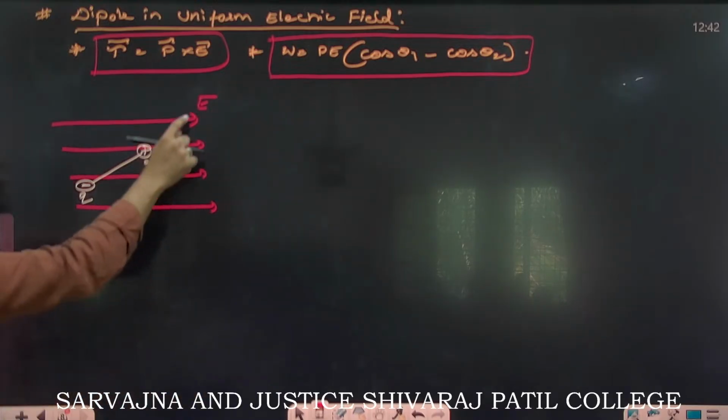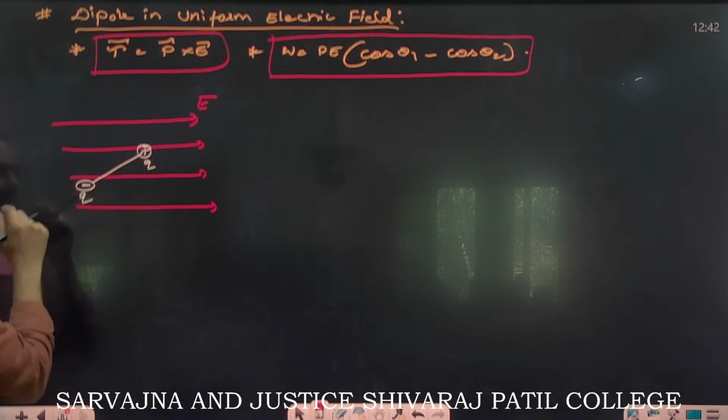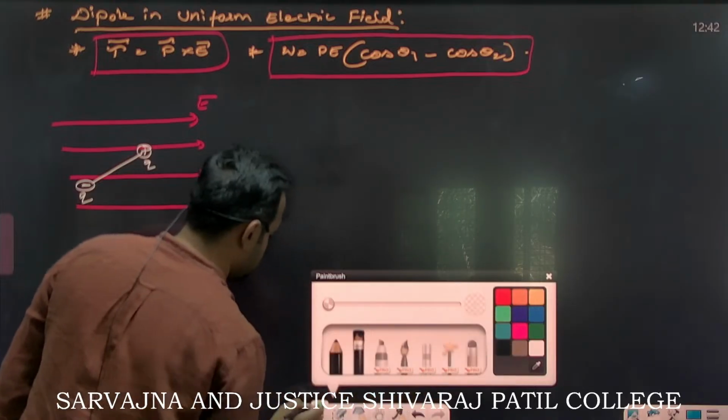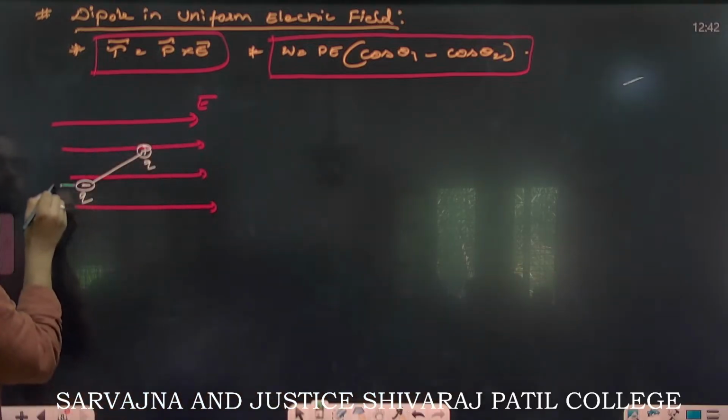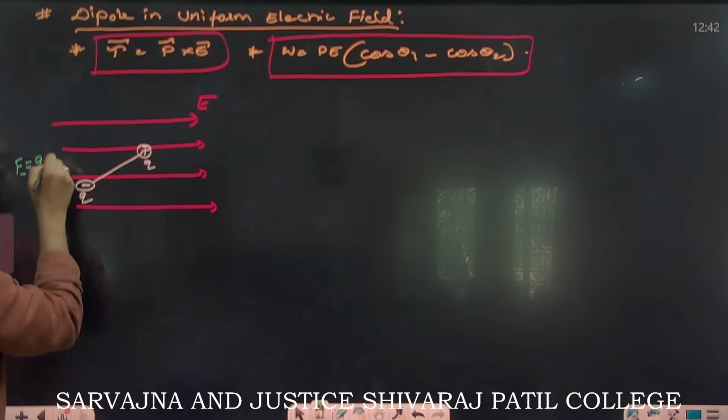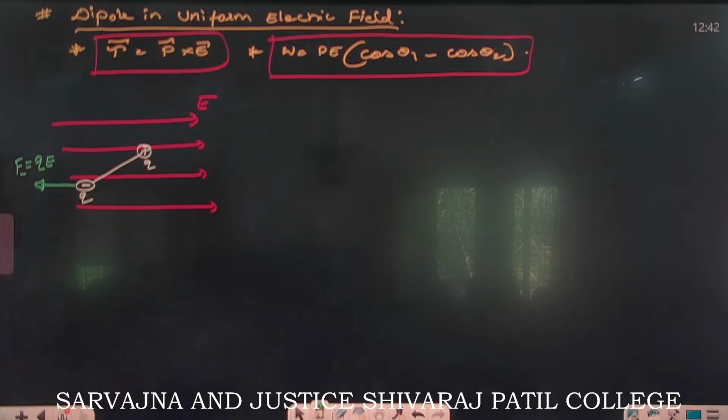Now, because of this uniform electric field, this minus q will experience a force. What will be that force? That force will be opposite to the electric field, and that will be q into E. Yes or no? That will be q into E.